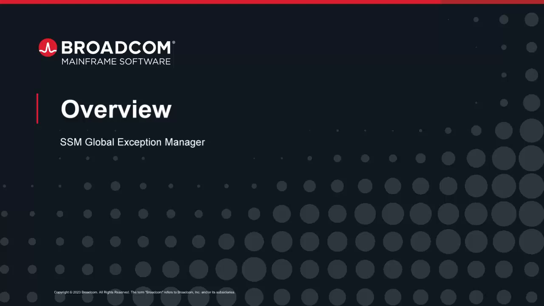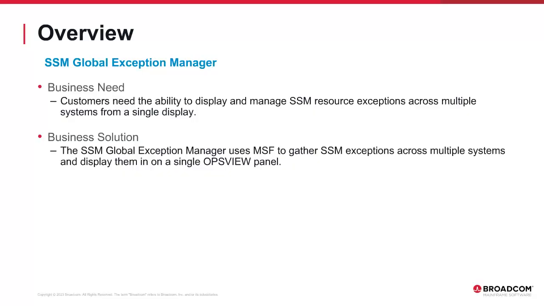This section gives an overview of the SSM Global Exception Manager feature. Previously, customers had the ability to view SSM exceptions, but only on a single system. By SSM exceptions, we're talking about situations where current state and desired state do not match. The more systems that a customer has to manage, the more they have a need to see these exceptions across their environment at the same time.